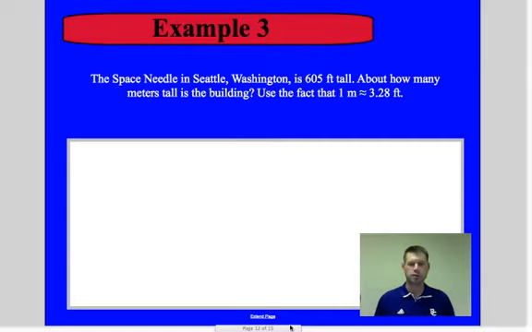The Space Needle in Seattle, Washington is 605 feet tall. About how many meters tall is this building? Use the fact that 1 meter is 3.28 feet.